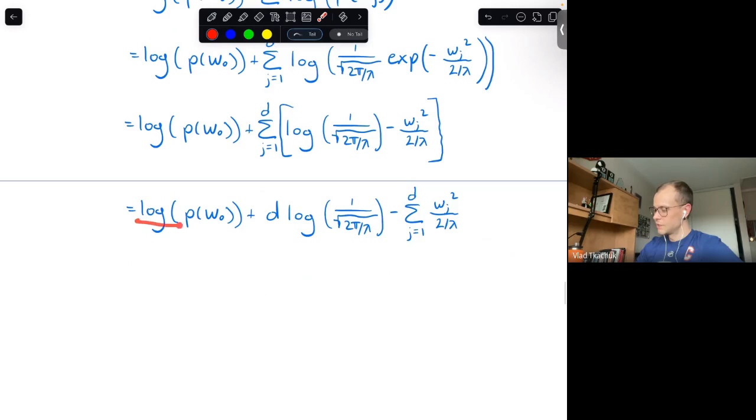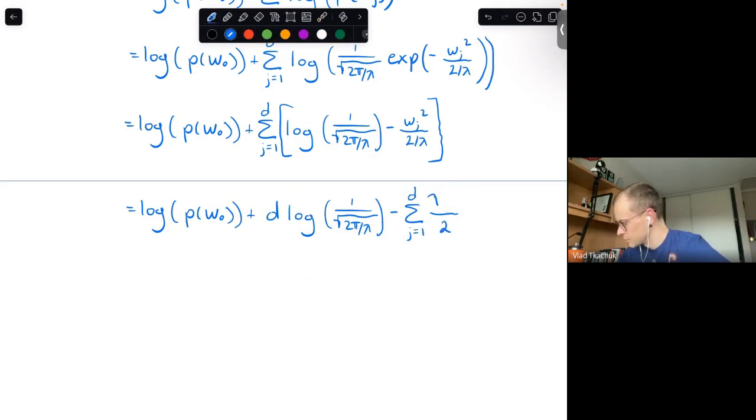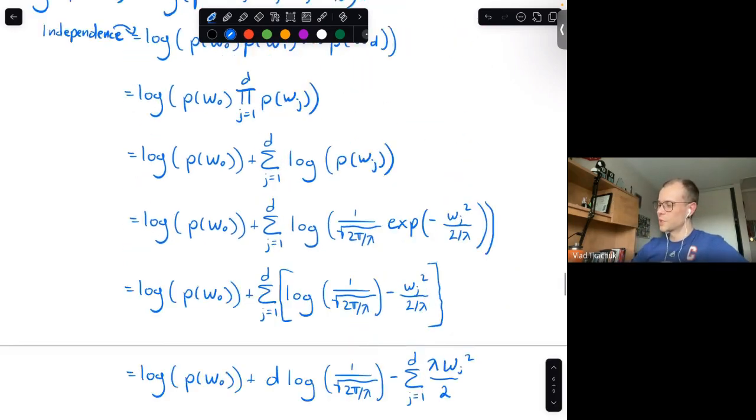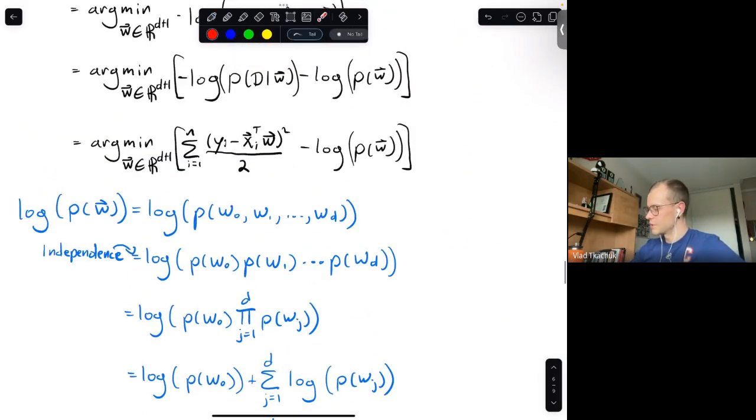I have a term that does not depend on wj from 1 to d. This just depends on w0. Then I have a term that doesn't depend on w's at all. And then I have something that depends on wj for j equal 1 to d. Okay, and maybe to make this even prettier, I move this lambda to the numerator. Okay, so now we're starting to get something very interesting. So what are we going to do now? What we're going to do is plug this result into here. So let us do that.